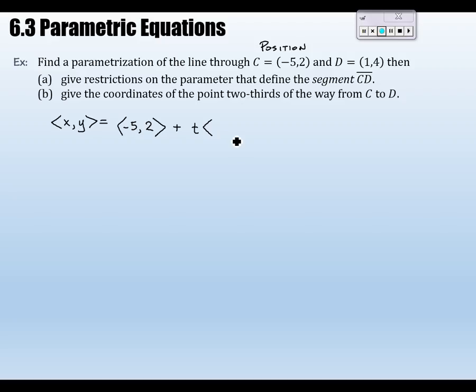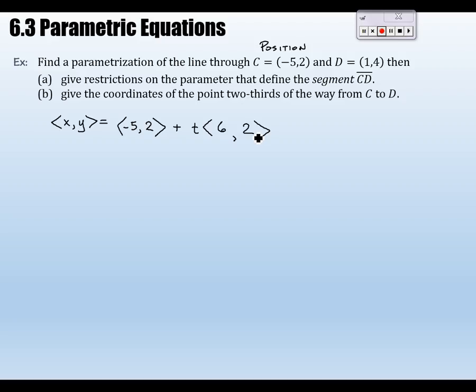So can we just do that in our head quickly? What would that be, from C to D? So we're doing D minus C, right? Head minus tail. So 1 minus -5 is 6, comma 4 minus 2 is 2. Did everyone catch that? So that should follow nicely with what we just saw on the previous slide, the picture and all that. Position vector first, plus t times the direction vector. Beautiful.